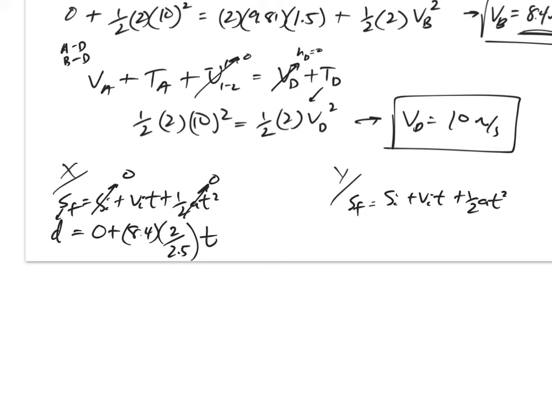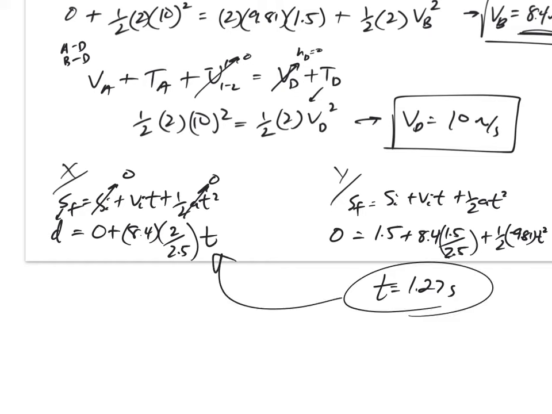Over here on the Y side, if I think about the Y direction, what position does it end at? It ends at 0. It started at 1.5. It had an initial positive velocity of 8.4, the 1.5 over 2.5 component, plus 1/2 negative 9.81 times t squared. So from this equation, I can solve that my time is 1.27 seconds. Then I can plug that in to get my distance of 8.53 meters. And so that is the distance.